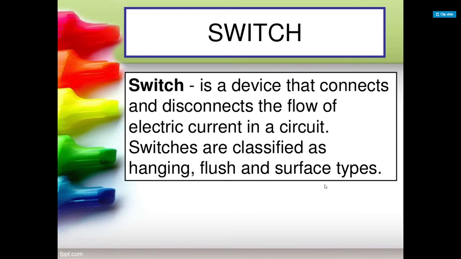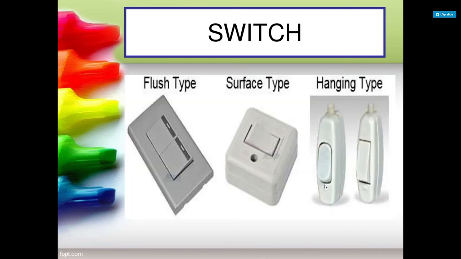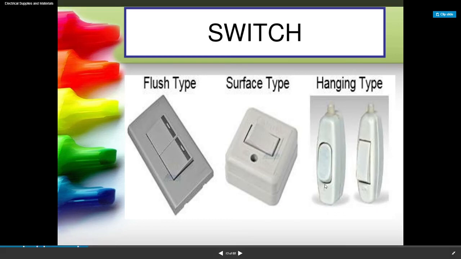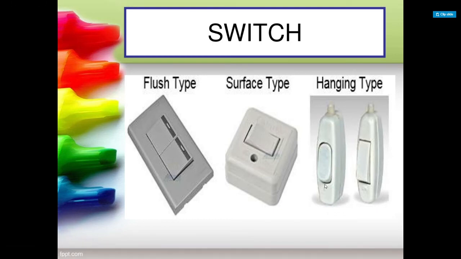Okay, next, switch. Of course, you know already the purpose of a switch. This is used to connect and disconnect the flow of electric current, or to control the flow of electric current in a circuit. Switches are classified as hanging, flush, and surface types. Okay, so these are the different types of switches. Of course, there are other types of switches aside from these, like your push button switch when you want to ring the bell of your doorbell or the doorbell of your friends. You want to ring it, just press the button. It's a push button, right?